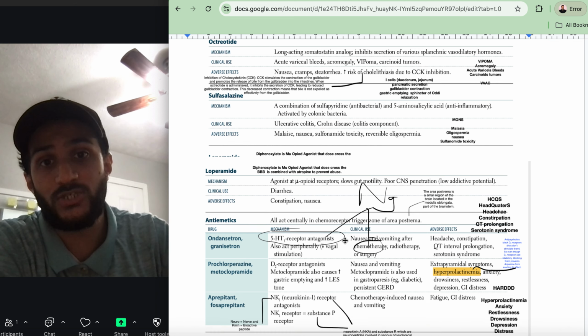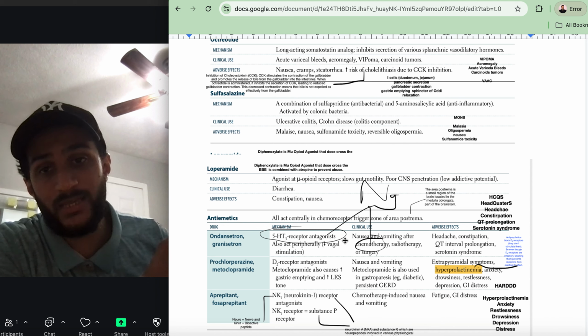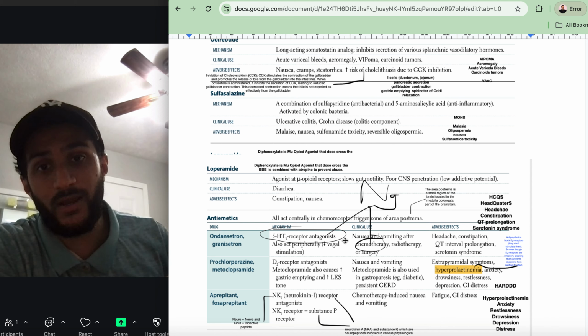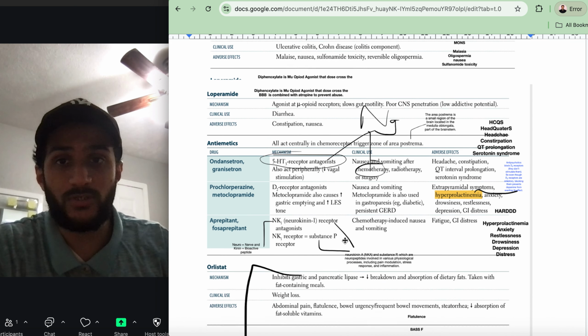Sulfasalazine, guys, is a combination of a sulfapyridine antibacterial and 5-aminosalicylic acid, an anti-inflammatory, activated by colonic bacteria. It is used for ulcerative colitis and Crohn's disease colitis. We can see malaise, nausea, sulfonamide toxicity, and reversible oligospermia.